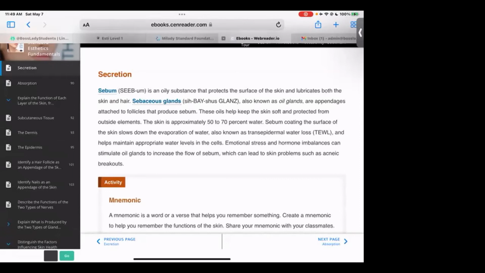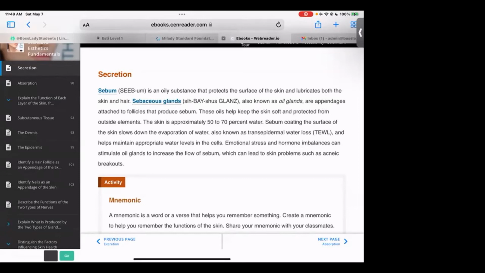Next from here is secretion, sebum. Sebum is an oily substance that protects the surface of the skin and lubricates both the skin and hair. We have sudoriferous glands, which are sweat glands, and now we have sebaceous glands, which are oil glands. Again, this is going to be on your state board. I can't stress that enough. It's going to be on your state board.